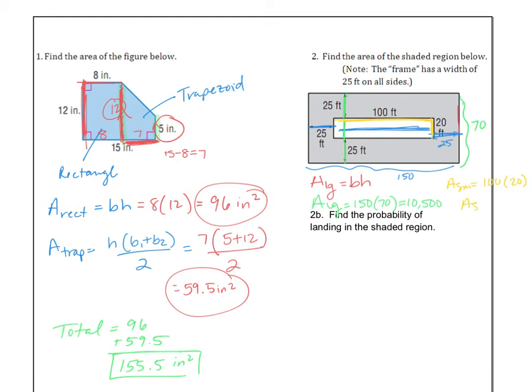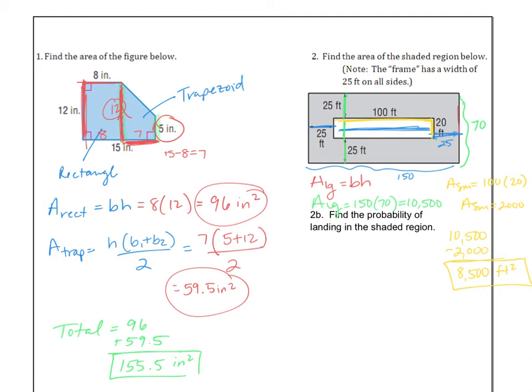100 times 20 for the small one is 2,000. So now, how do we get just the shaded area? You're going to have to subtract. So you're going to take 10,500 minus 2,000. Subtract out that rectangle in the middle, and you'll have 8,500, and this is going to be feet squared. So this is your answer for part A.